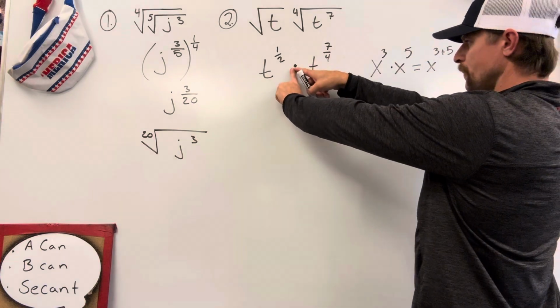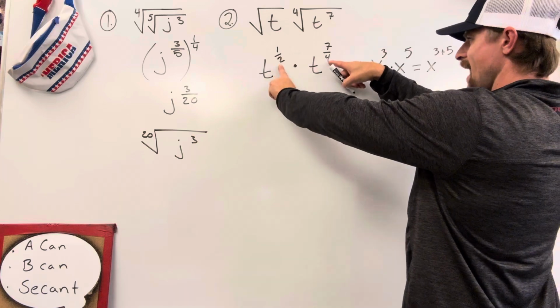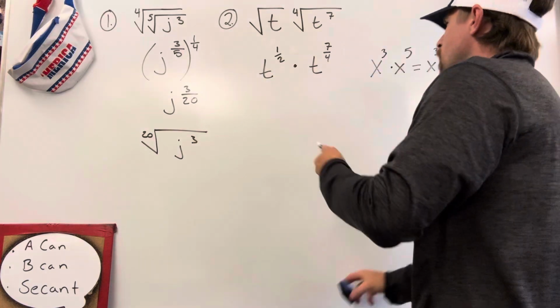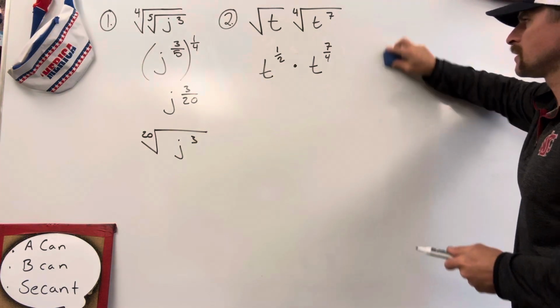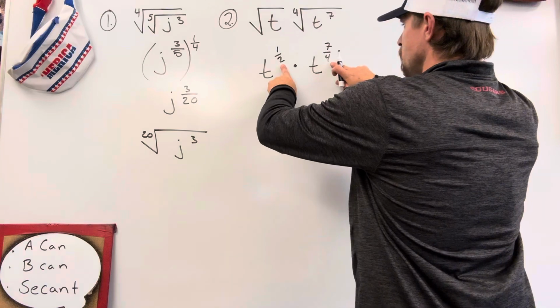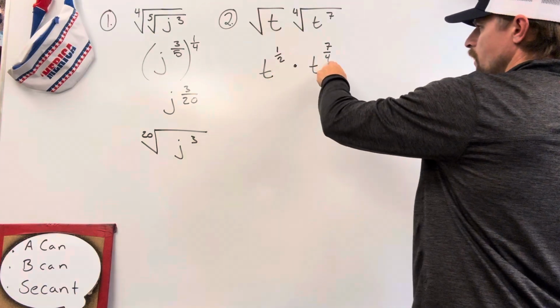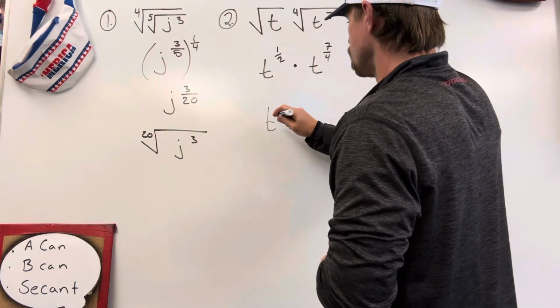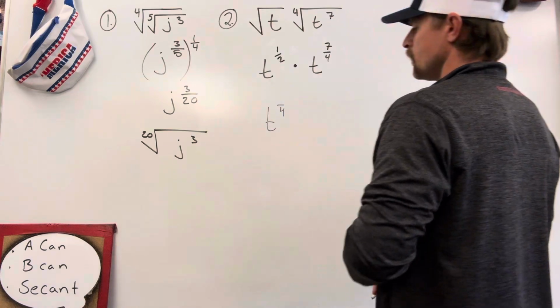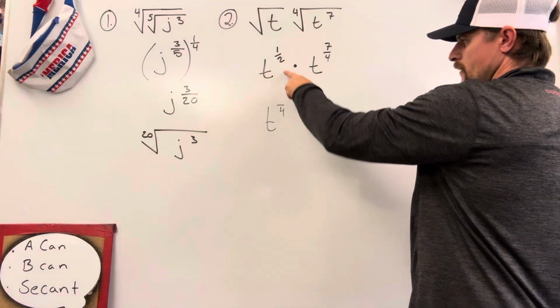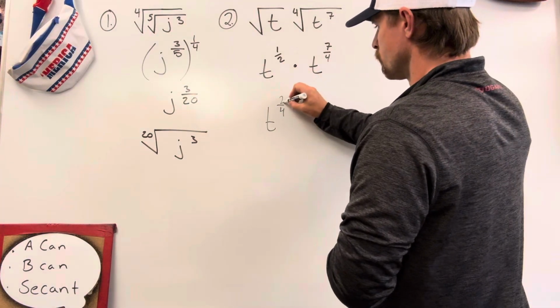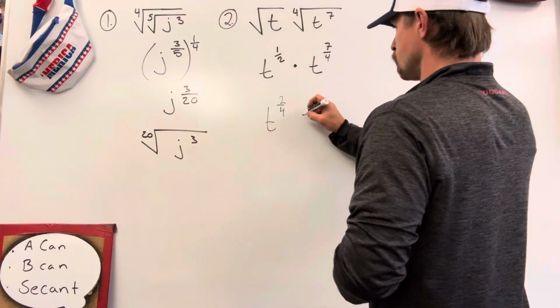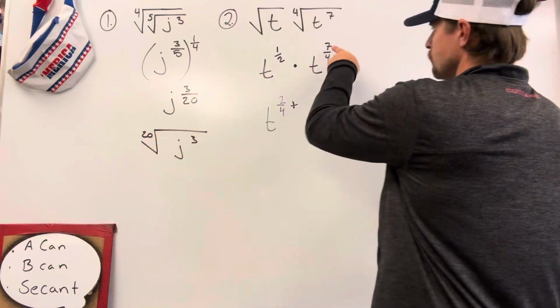So since we're multiplying bases that are the same, we're going to add those fractions together, but we got a problem. Those fractions don't have a common denominator. So we need to turn that 2 into a 4. So this is t to the something over 4. Well, what's 1/2 over 4? That would be 2/4. And then we're going to be adding that together with 7/4.